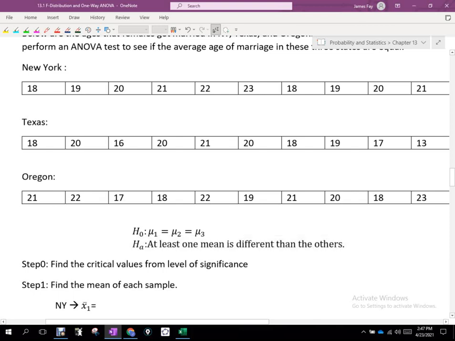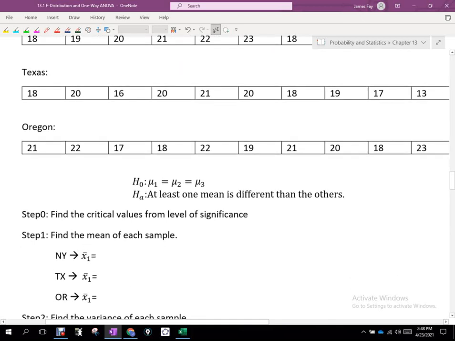The only hang-up between this test and our results is that the results do not tell you which population is different, if there is a difference that can be realized. It just says that they're not all the same. Step 0 here, I don't want to talk about that yet because we haven't really looked at the F distribution.